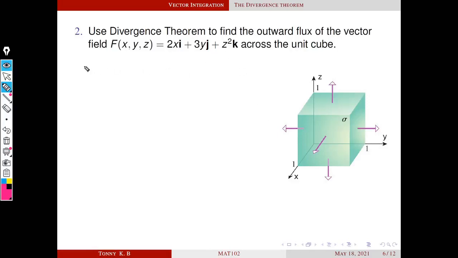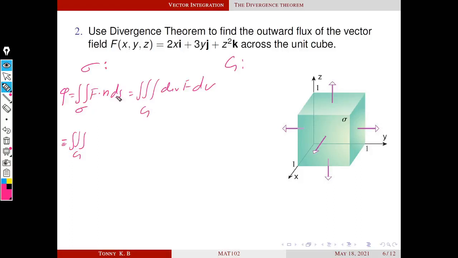So what is our sigma? First of all, we have to identify sigma and G. Sigma denotes the outward oriented surface of this cube. And what about G? G is the region enclosed by the surface sigma, that is our unit cube. So now it is clear what sigma is and what G is. Then we can easily evaluate the flux using Gauss divergence theorem.